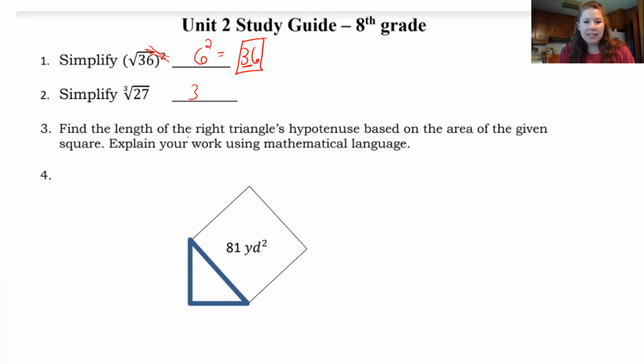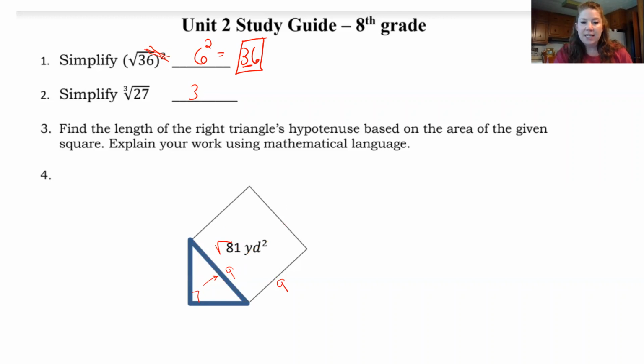All right, number 3, find the length of the right triangle's hypotenuse. This is a right triangle, and the longest side of a right triangle is its hypotenuse. They're giving us this square, and they're telling us the area of the square is 81. In a square, all the sides are the same. So what number times itself is 81? Well, that would be 9. So 9 times 9 is 81. That's how you figure out the length of the hypotenuse of this right triangle, by finding the square root of the area of the square.